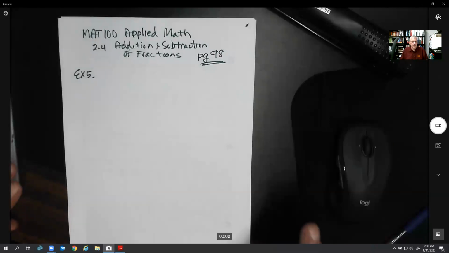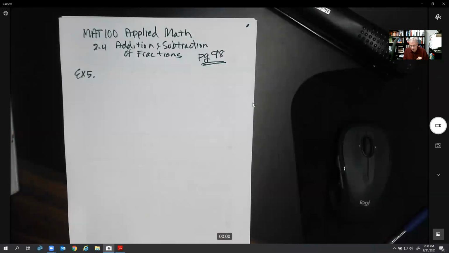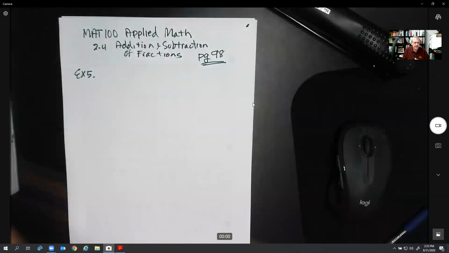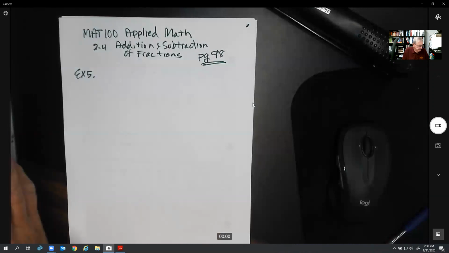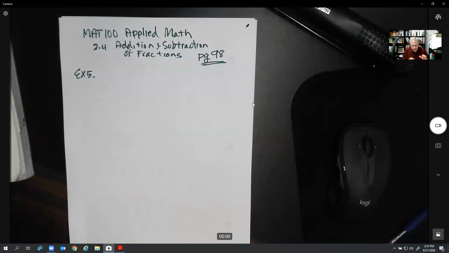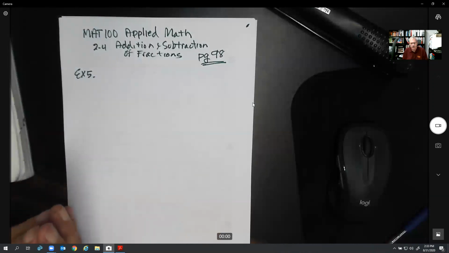Hi, welcome to Mat100 Applied Math, section 2.4, addition and subtraction of fractions. We're going to discuss page 98, example 5, and then I'm going to show you some interesting methods. For some reason, students always have trouble with adding and subtracting fractions, and it shouldn't be that difficult.